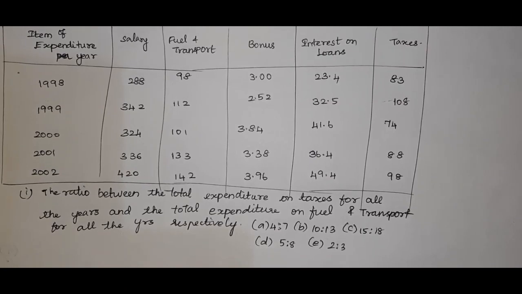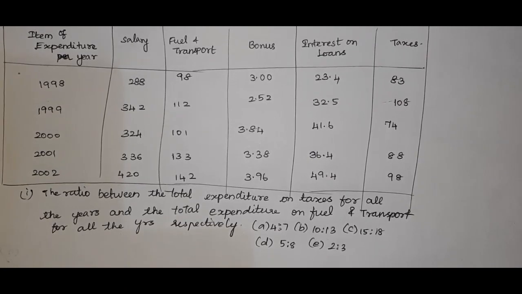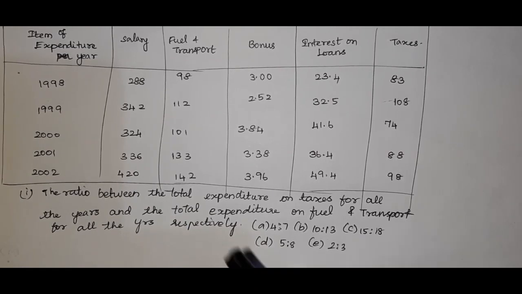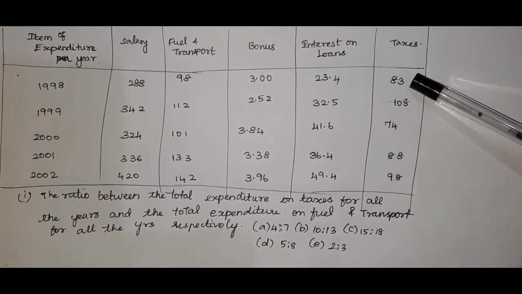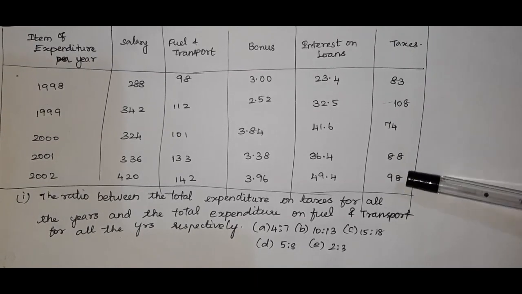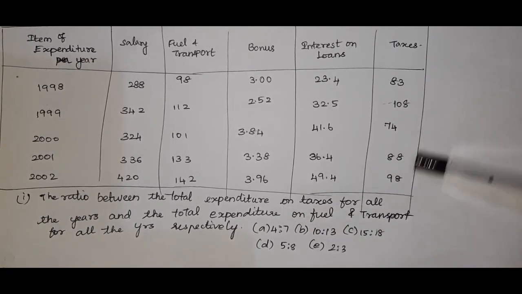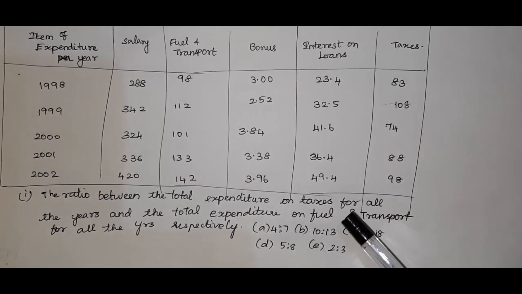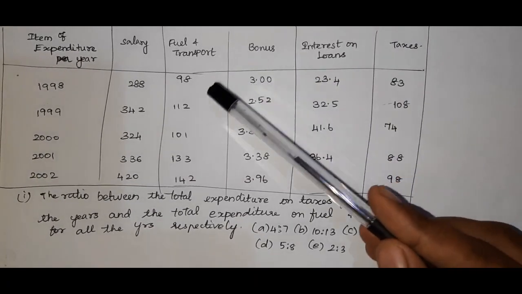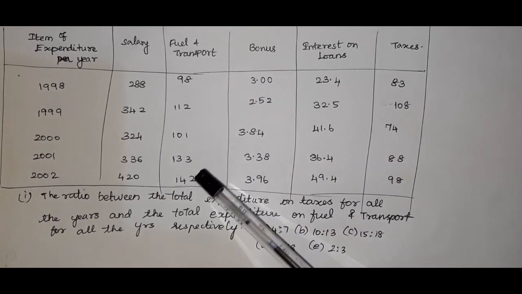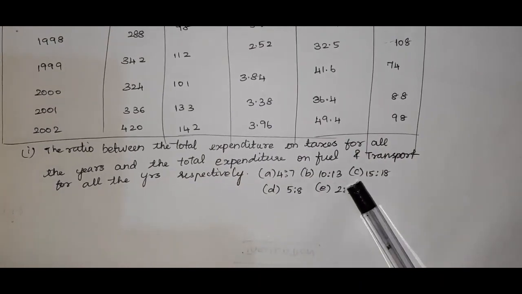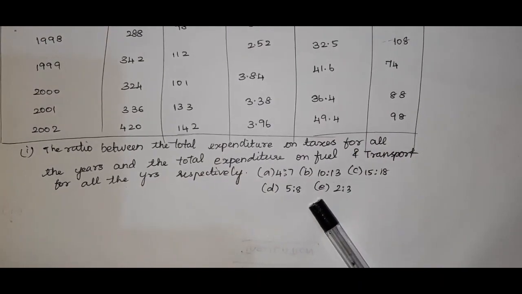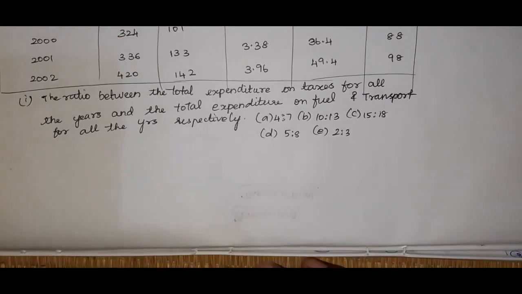The ratio between the total expenditure on taxes for all the years and the total expenditure on fuel and transport for all the years respectively. This is the given question. So we have to find the total expenditure on taxes, that is 83 plus 108 plus 74 plus 88 plus 98, and take this total in ratio with the total expenditure on fuel and transport, that is 98 plus 112 plus 101 plus 133 and 144. This is the value we have to find. From the given options we can derive the value after a few steps. So let's calculate the value.